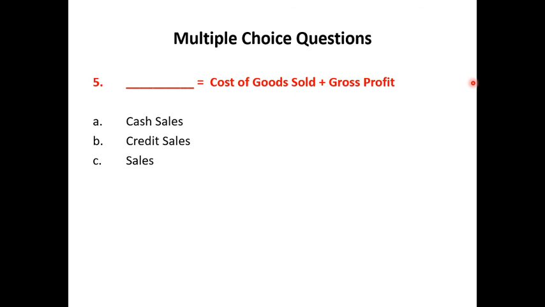Then, fifth one: dash is equal to cost of goods sold plus gross profit. Options available are cash sales, credit sales, none of the above. The correct answer is sales.